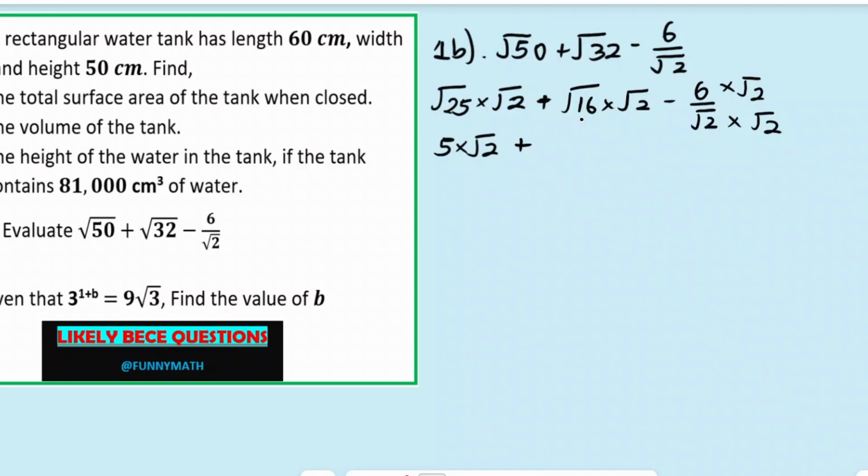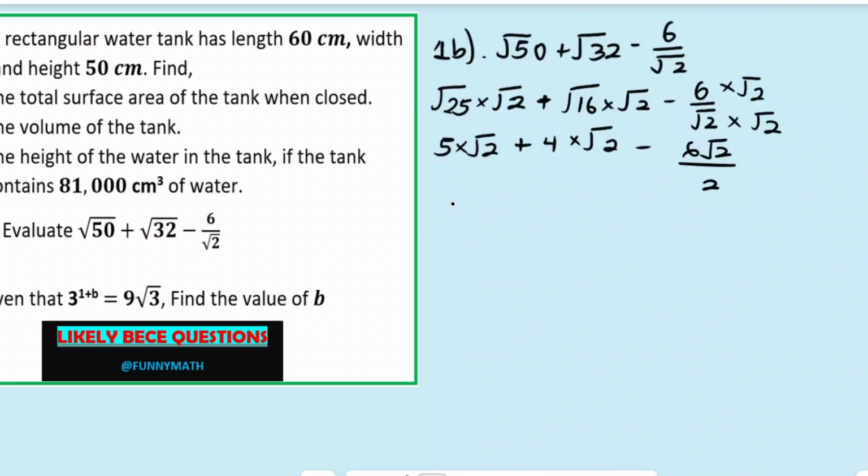Plus this one, the root of 16. 16 is another perfect square. And the root of 16 is going to be 4 times the root of 2 minus. Now let's come to this one. 6 times the root of 2, that's going to be 6 root 2 all over 2. I just explained that the root of 2 times the root of 2 is going to be 2. So this is what we have. We can still simplify our expression.